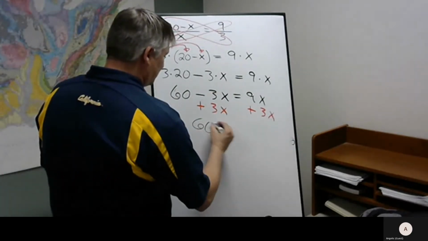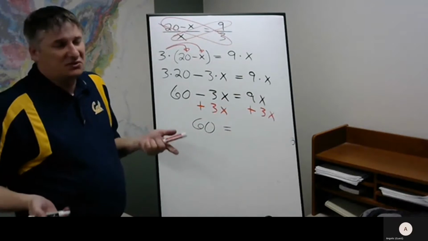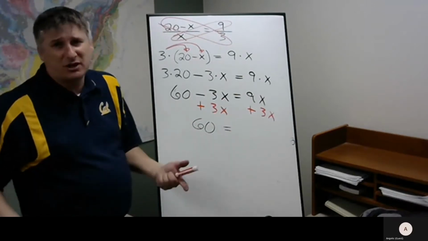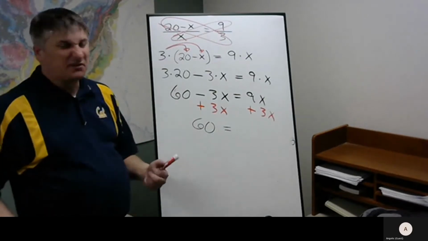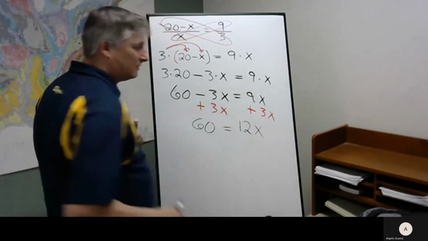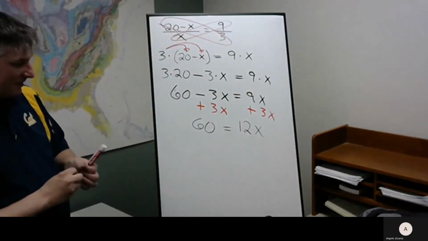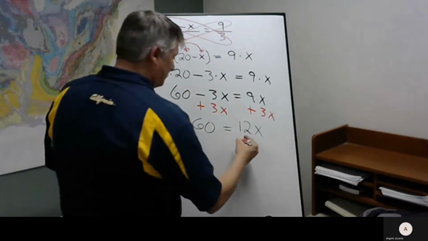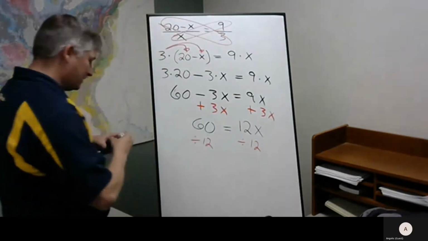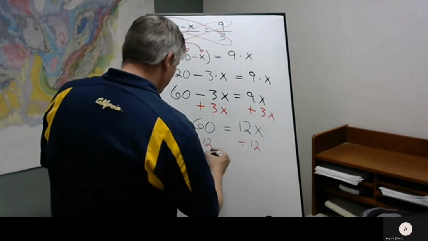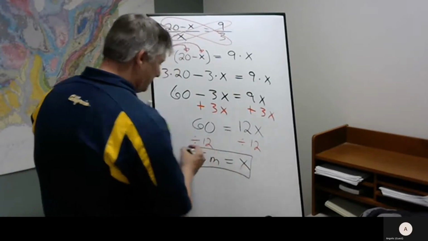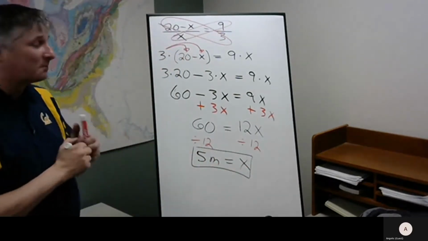60 with 0, if you're subtracting 0, it doesn't change anything. If you're adding 0, it doesn't change anything. So 60 is just there. But this becomes 12x. Now divide both sides by 12. Well, go figure. X is going to be 5 meters.